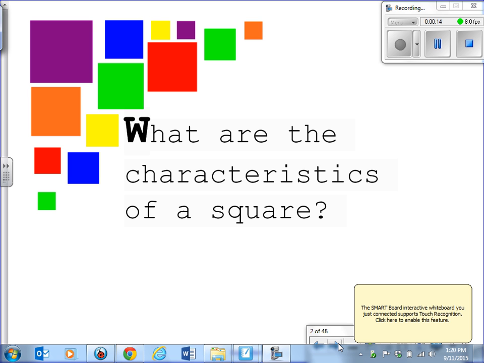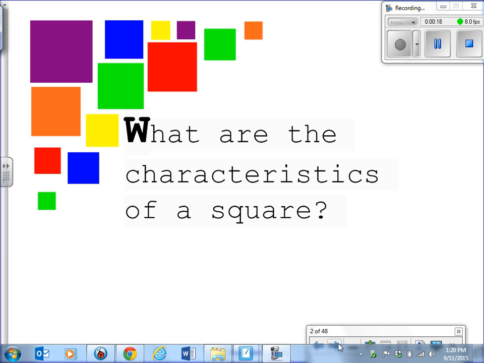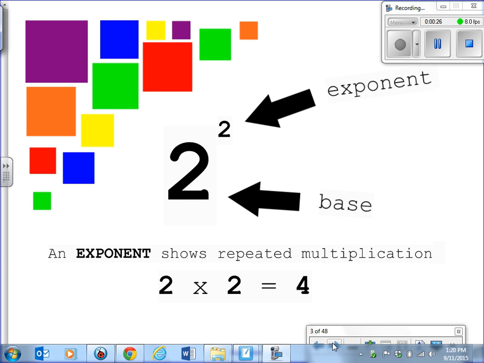So what I want you to do is think about what are the characteristics of a square. We know that they have a certain number of sides, and there are certain things that we know about squares. So I want you to think about that. And now I want you to think about what we did last class.